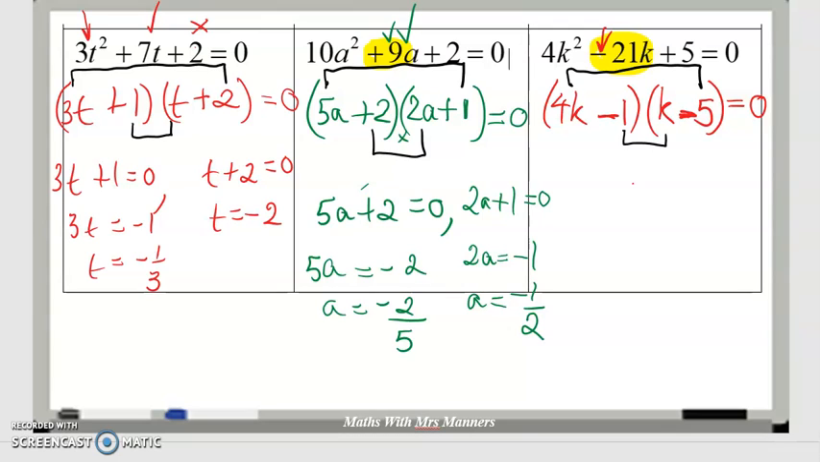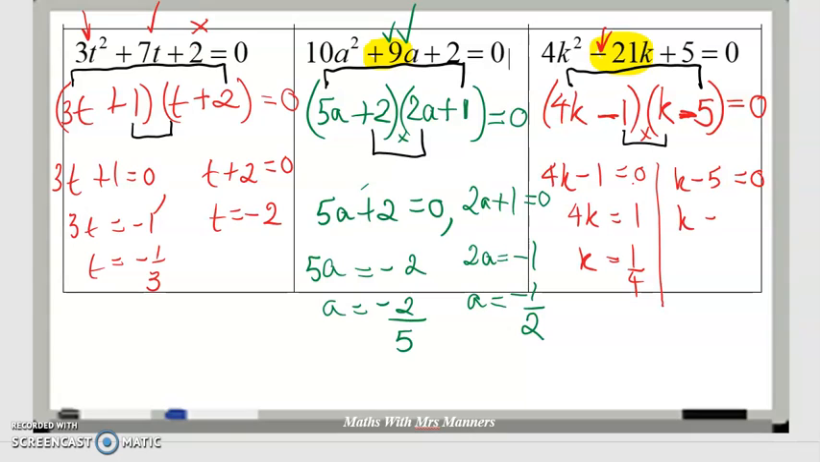So now we can just apply our null law factor, which says that 4k minus 1 equals 0, which gives me 4k equals 1 and k equals a quarter. Or I could get k minus 5 equals 0, which means that k must equal 5. So the good thing about solving quadratic equations where you have all three terms is the method is fixed. Factorize the quadratic, apply the null law factor. I hope this video makes it clearer to you.